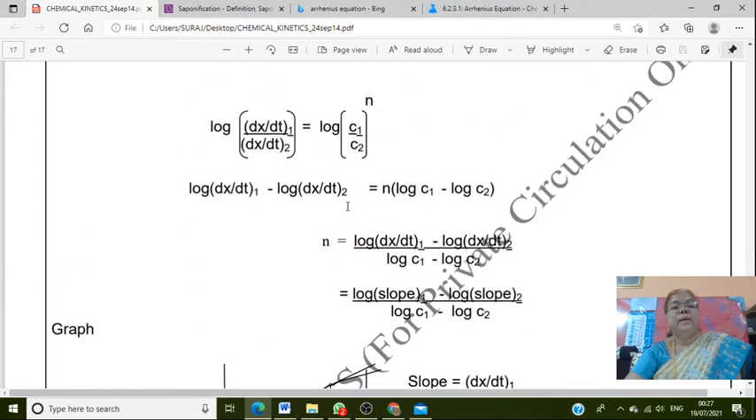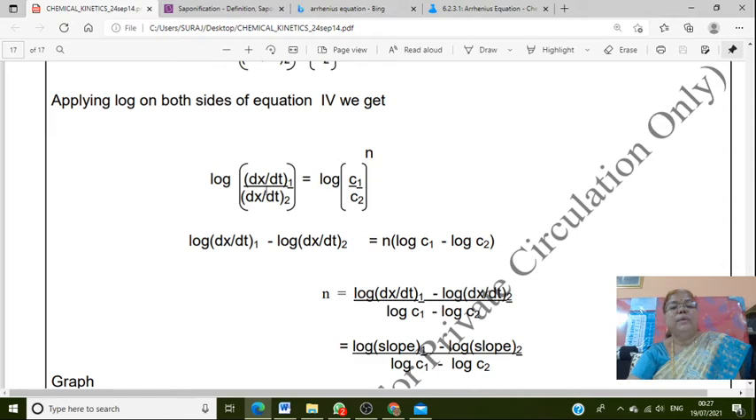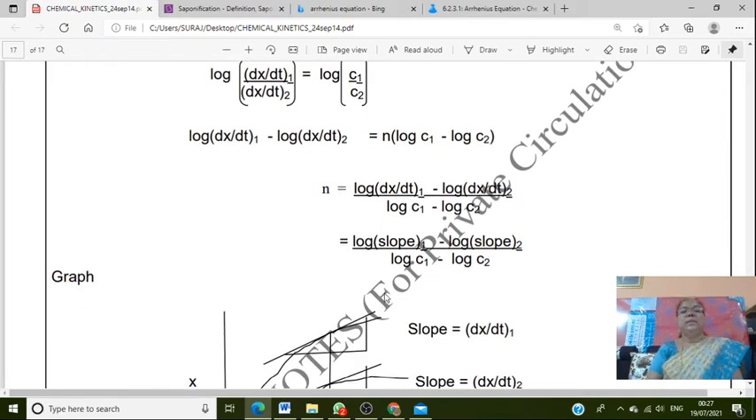Okay, and if we take the log of dx by dt at one time divided by dx by dt at the second time, it is equal to log of concentration C1 by C2 raised to n. Therefore, log of dx by dt at the first time minus log of dx by dt at the second time is equal to n into log C1 minus log C2. Therefore, n is equal to this, and by using this method we can find the order of reaction. So prepare well.